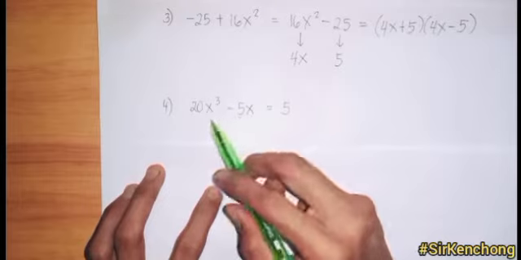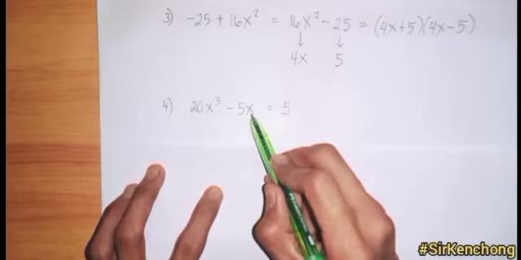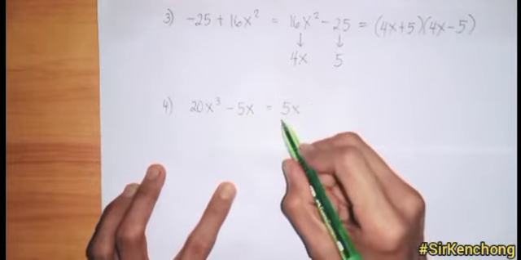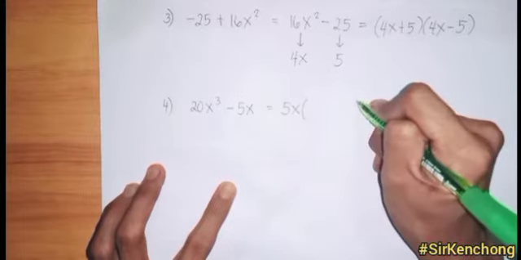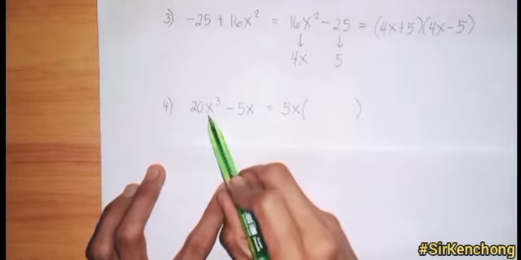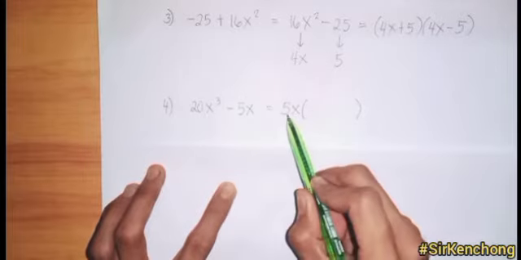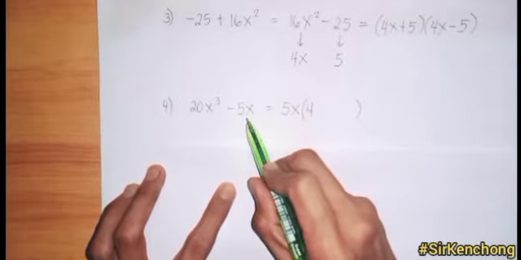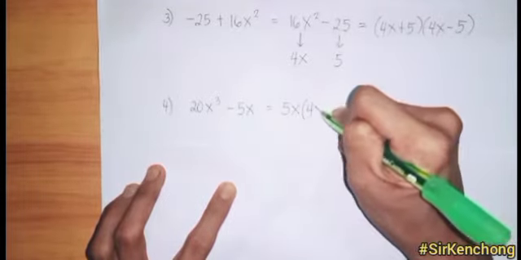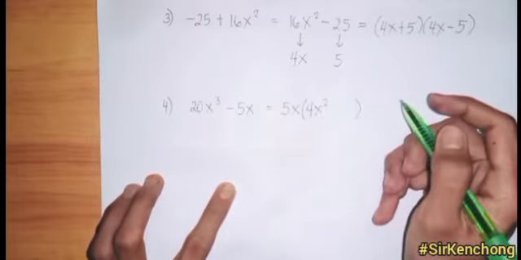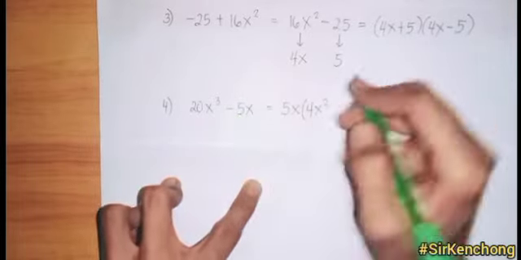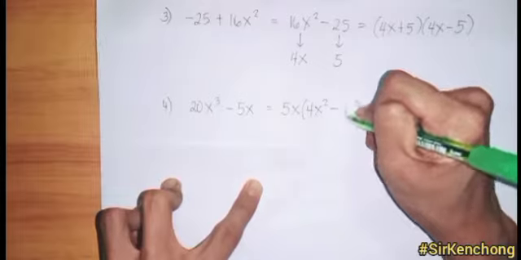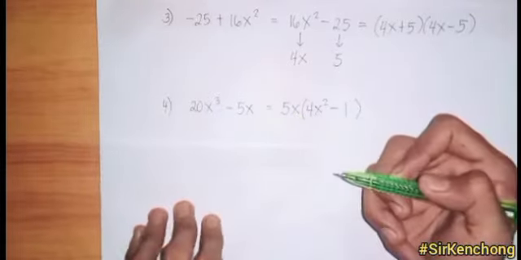How about x cubed and x? Common ang x. So, kapag common ang variables, hanapin natin yung merong mas maliit na exponent, at yun ay etong x na to. So, 5x is our GCMF. Hanapin na natin yung remaining factor by dividing the polynomial by the GCMF. 20 divided by 5 is 4. X cubed divided by x is x squared. Meron pang dalawang x na naiwan. Ito naman, minus 5 divided by 5 is 1. And x divided by x, wala nang x na naiwan.